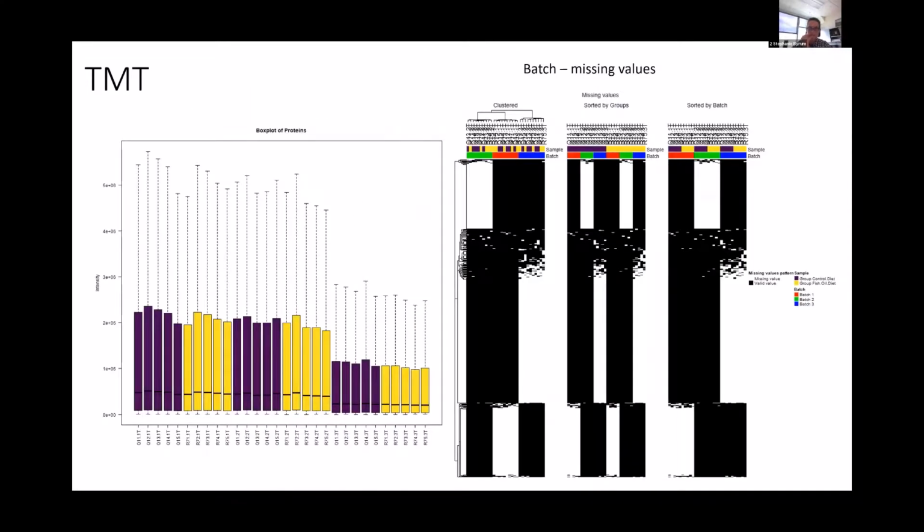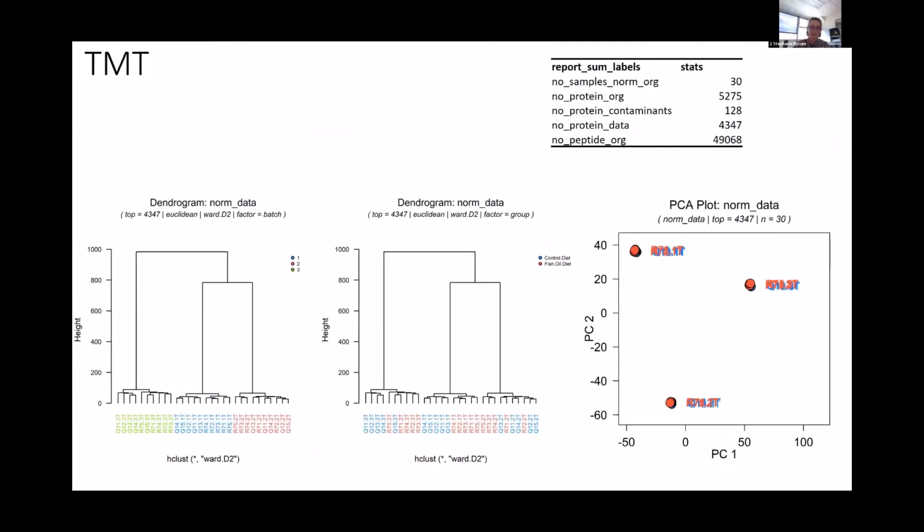If you look at the TMT, again, this is what I was showing in the app. You've got those batching effects between the TMT batches. You can see clustering and separation of batches, not by groups but by the batch. We've got about 5,000 proteins identified, and 128 were contaminants.